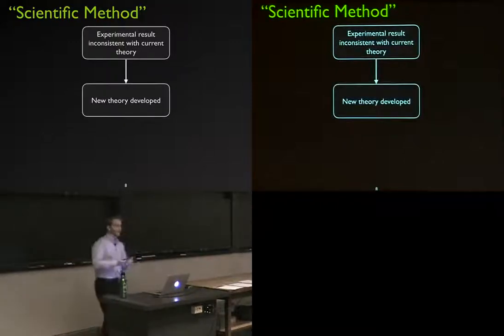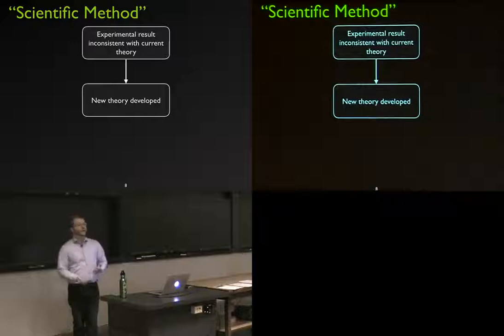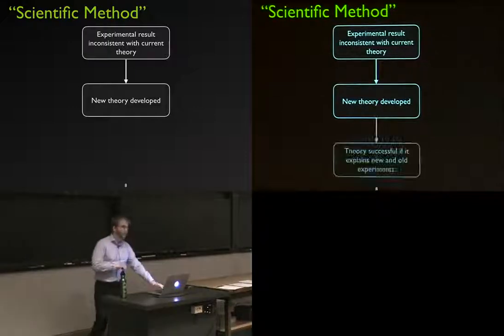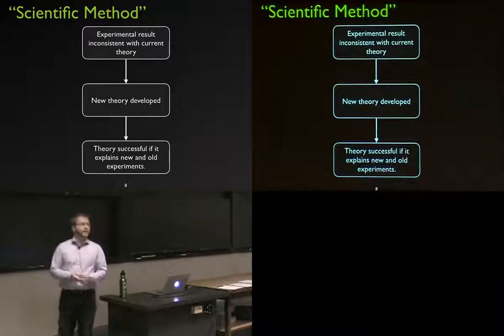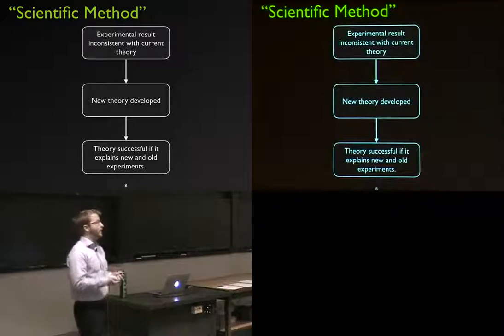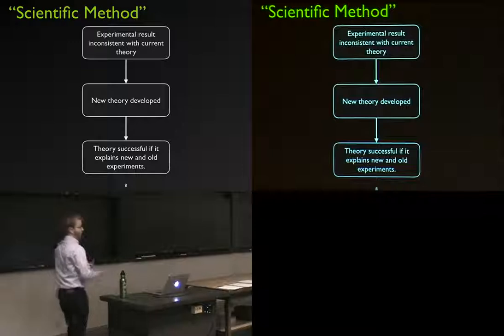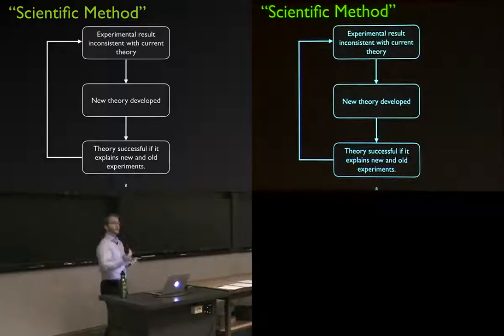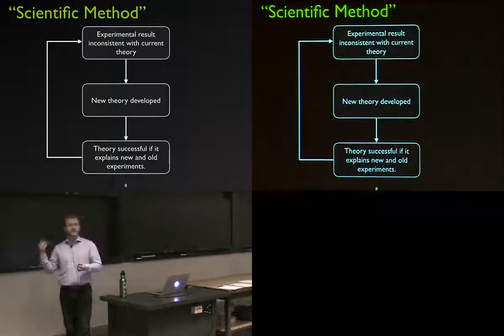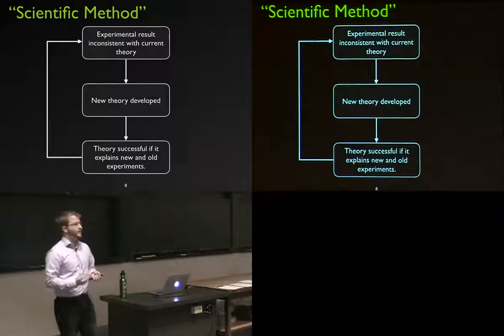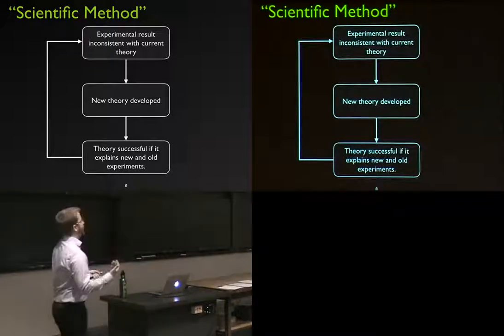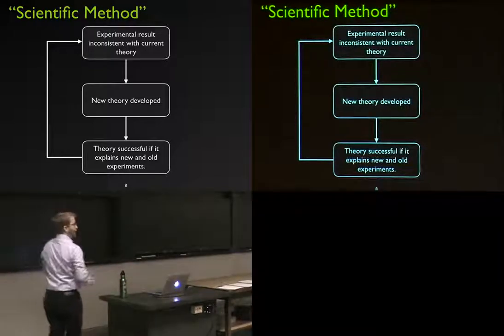So then theorists develop a new theory that both explains the old one and explains the new results. And if it can successfully do that in a simple way, then that's the new theory. And that's what will go forward, and then the process repeats. Eventually some new experiment will probably come along, find some experimental result that's not consistent with that theory, and then we update that theory. So this is the typical way that theories come about.